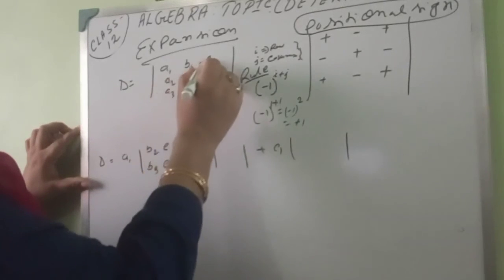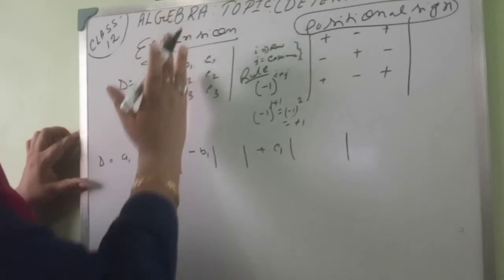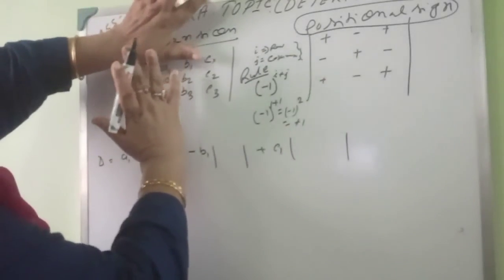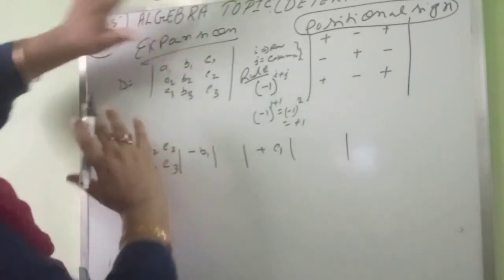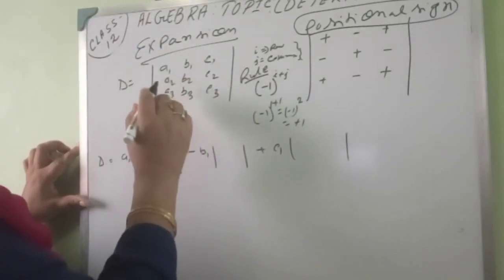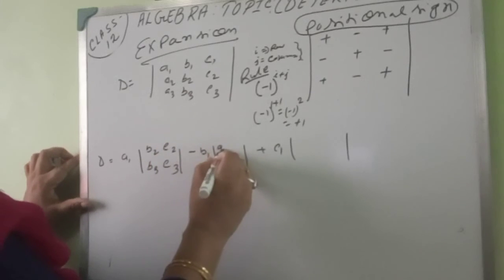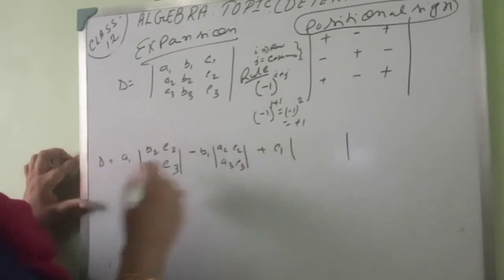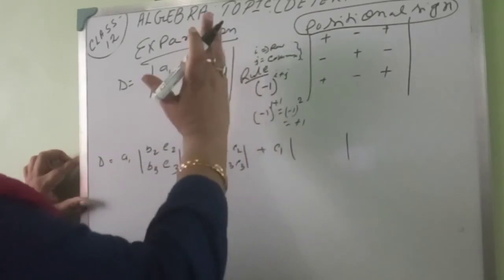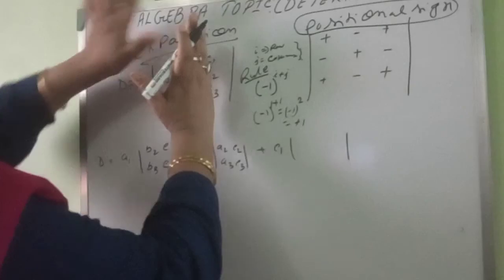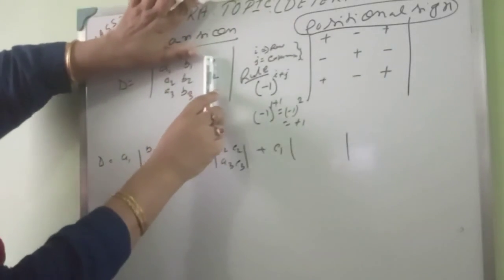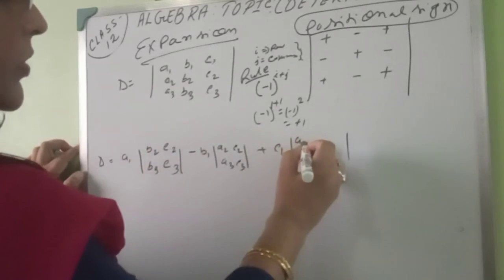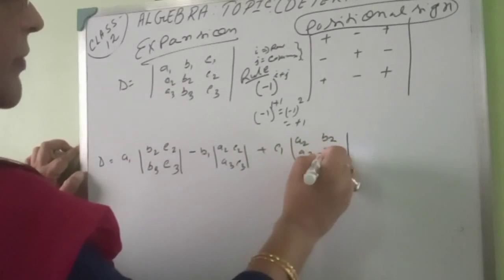Okay. Similarly, for B1, that means it's lying in the first row and the second column. So first row and second column, just cancel these two. Then what we will get? A2, C2, A3, C3. Similarly, for C1, this is first row and the third column. Cancel these two, then what we will get? A2, B2, A3, B3.